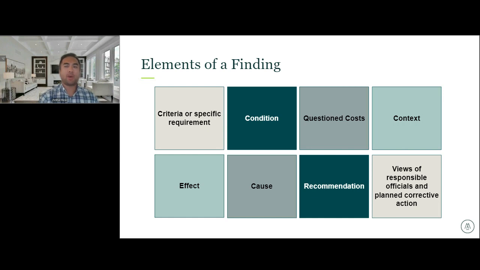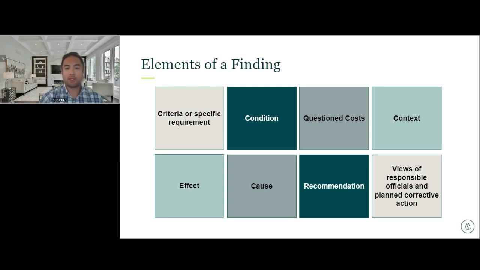On this slide, we'll talk about the elements of a finding if you do have a federal compliance finding. I won't spend too much time on all the boxes, but just want to highlight to you what the elements are. So the very first one is criteria, the specific requirement. This comes from either the compliance supplement or the grant agreement. It's just the specific requirement that is related to the non-compliance finding or the internal control finding.